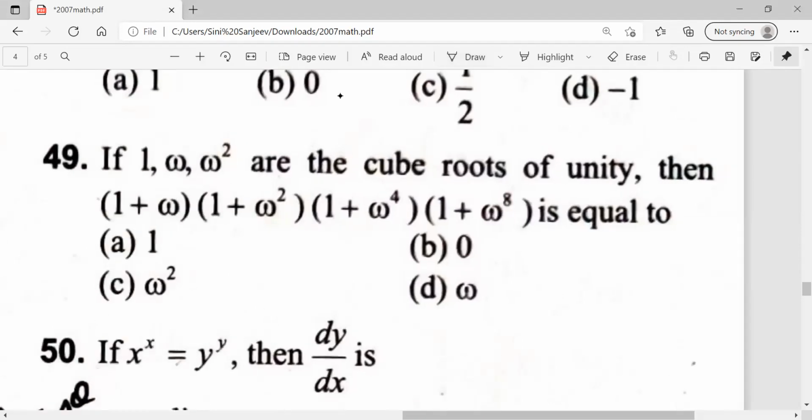If omega, omega square are the cube roots of unity, then 1 plus omega into 1 plus omega square into 1 plus omega power 4 into 1 plus omega power 8. So this question, kind of omega, we can expect even in matrices and determinants also. They can give this in any kind of question.